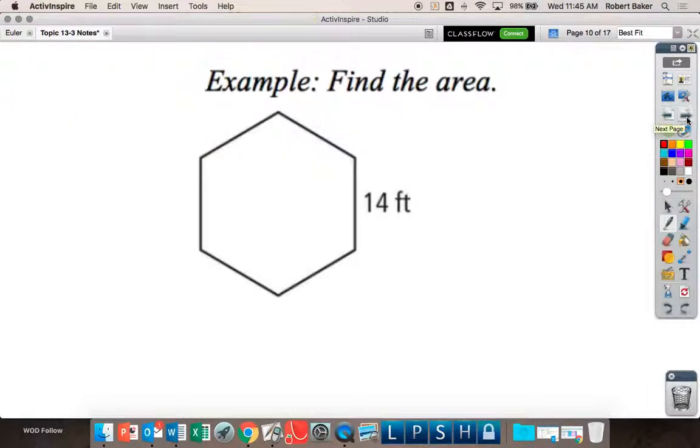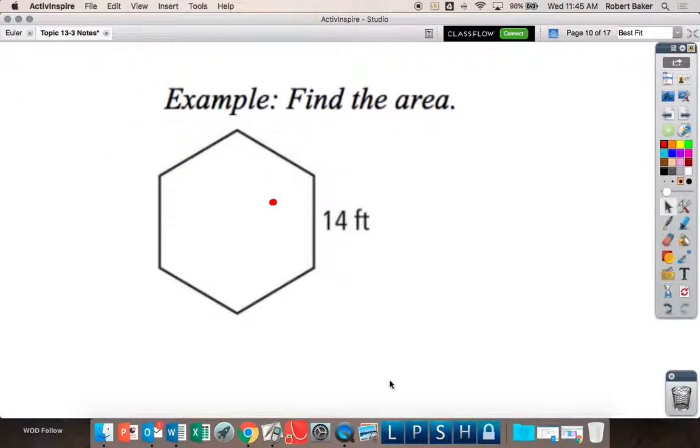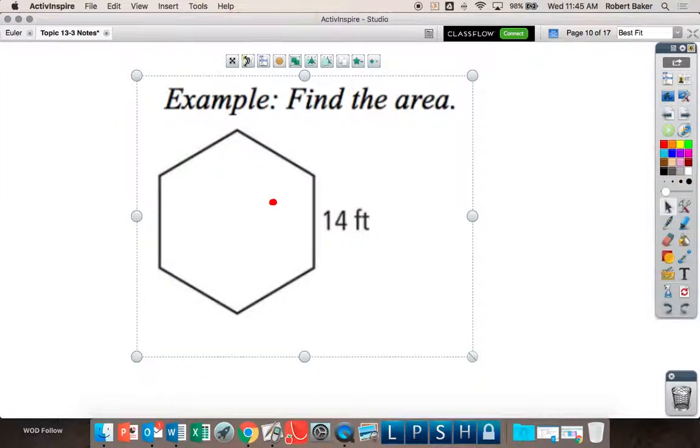Here's why these are so great. Lots of different ways to cheat on this question. If you know that this length is 14, and I don't like this question, I'm going to try. Can I do this?